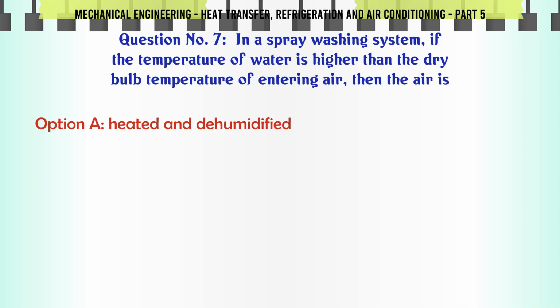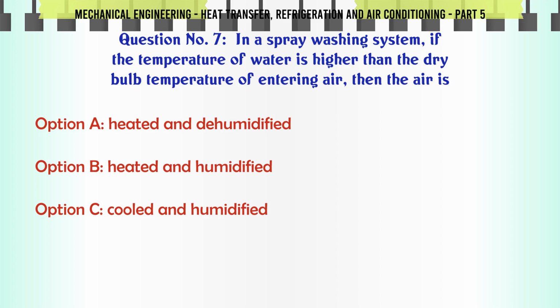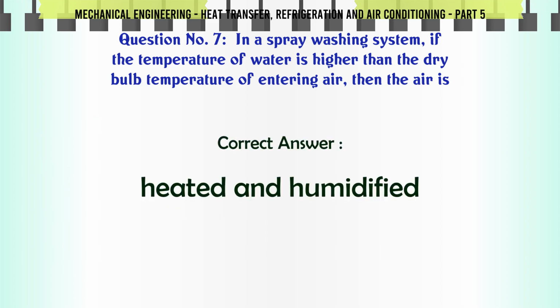In a spray washing system, if the temperature of water is higher than the dry bulb temperature of entering air, then the air is A. Heated and dehumidified. B. Heated and humidified. C. Cooled and humidified. D. Cooled and dehumidified. The correct answer is heated and humidified.